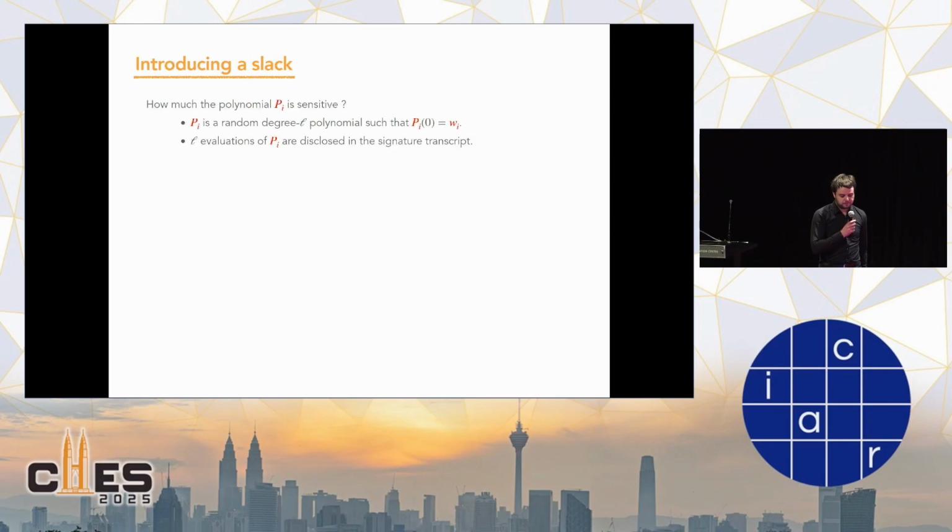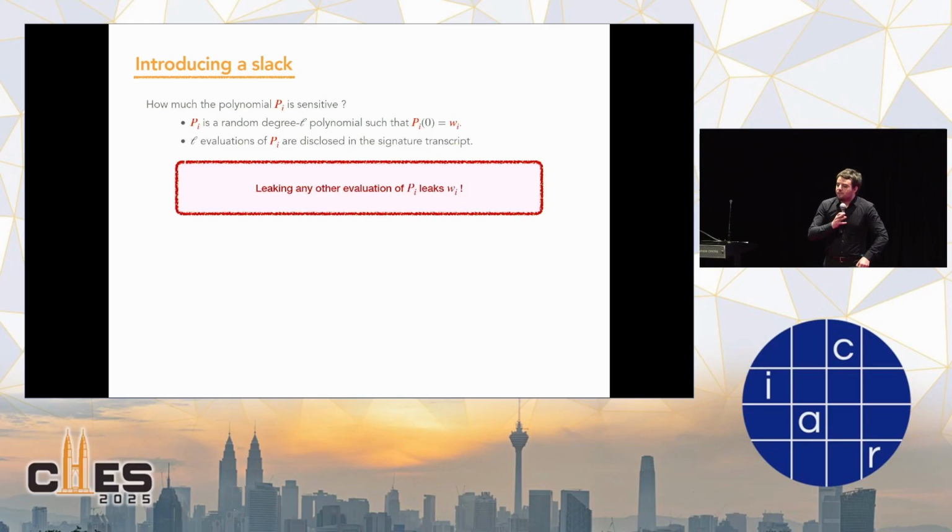How can we do this? Let's first have a look at the polynomial p, how it is defined. P is defined as a random polynomial of degree L, such that the constant term is the secret. So the randomness is fresh for each signature. And then, finally, at the end of the signing algorithm, we reveal L evaluations of P. So it means that if, for some reason, we leak any other evaluation of P, we will be able to recover the secret, because we will be able to reconstruct the entire polynomial. So it's not good. It's very sensitive.